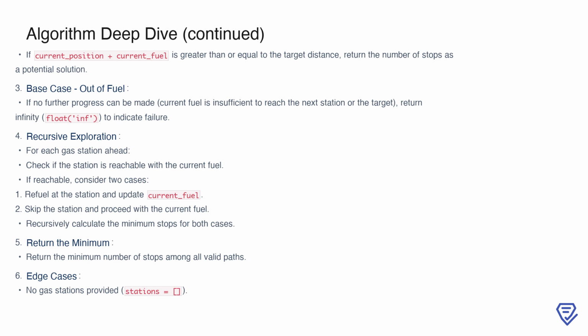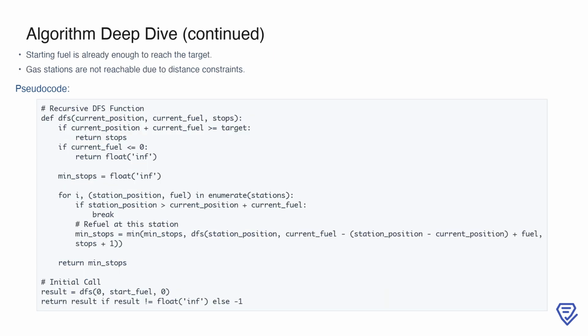Finally, we handle edge cases, such as when no gas stations are provided, by ensuring these scenarios are considered in our logic. The algorithm also accounts for cases where the starting fuel is already sufficient to reach the target, in which case no stops are needed, and we return 0. Additionally, if the gas stations are positioned too far apart to be reachable, the function correctly identifies that the target cannot be reached. The pseudocode captures all of these details.